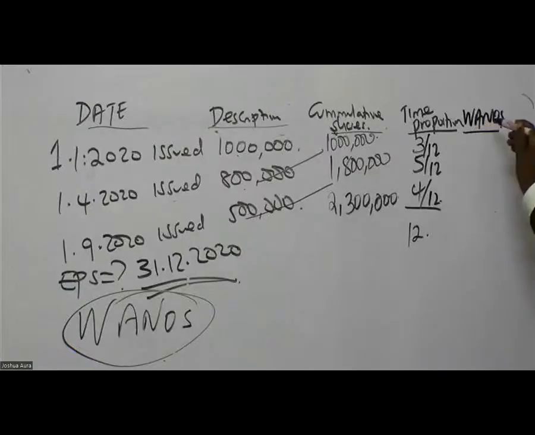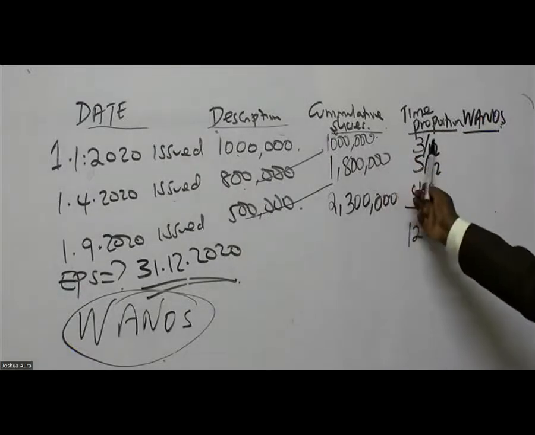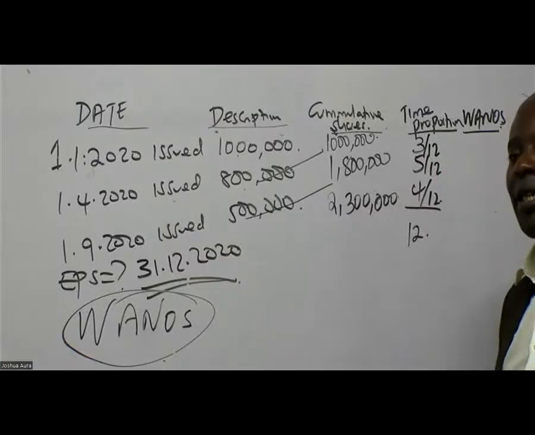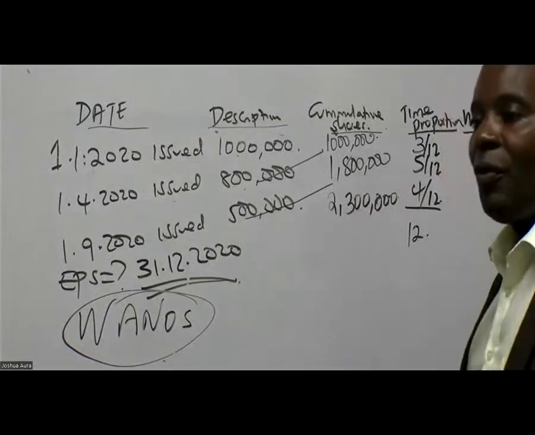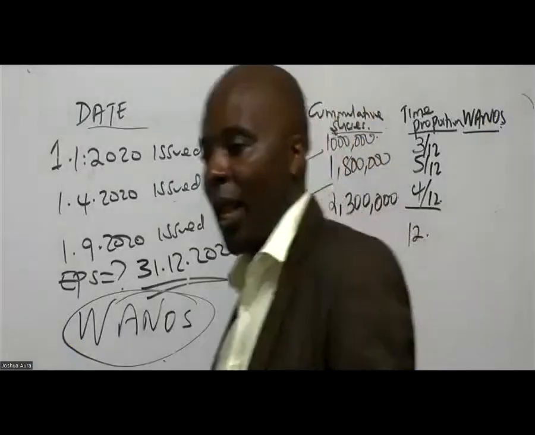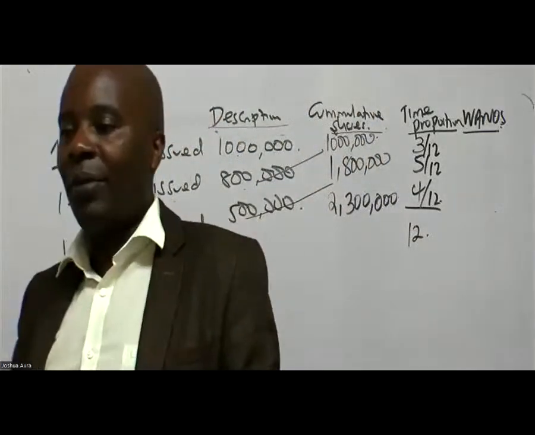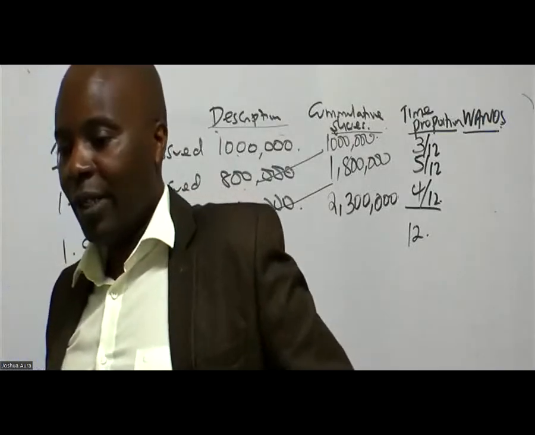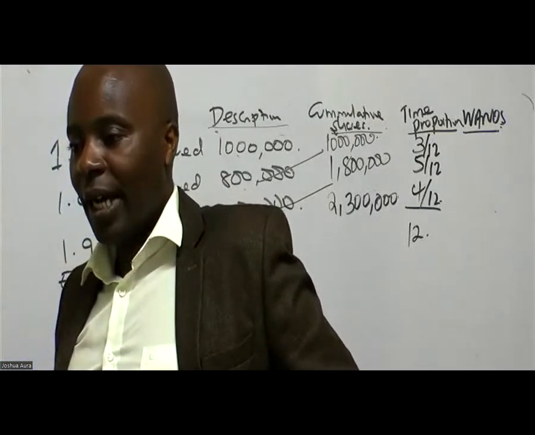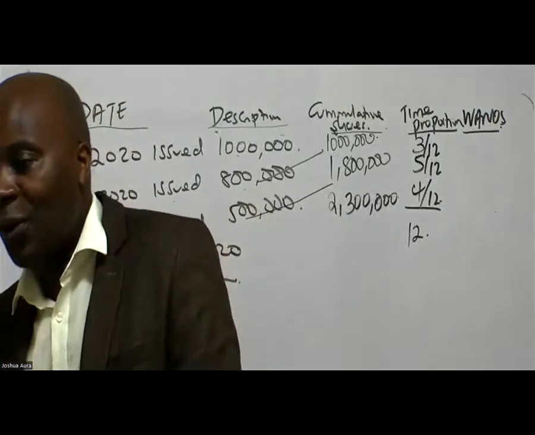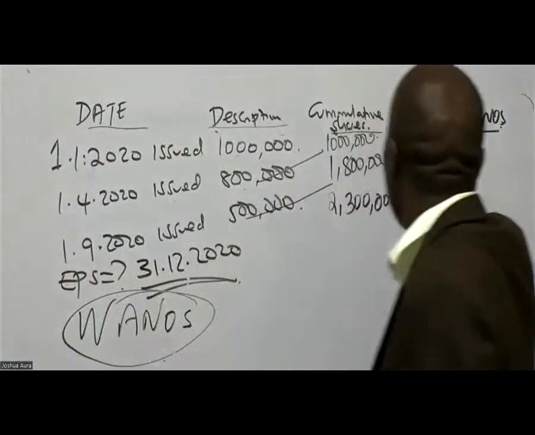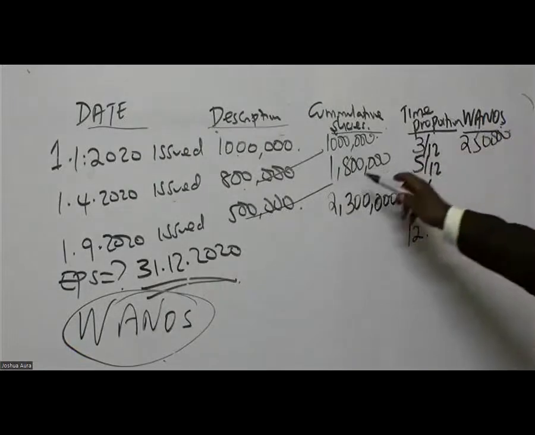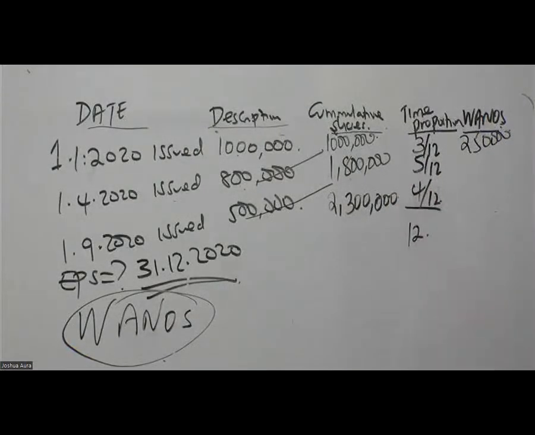now come and create a column for the weighted shares. You simply take the cumulative shares times the time proportions, like 1 million times this. Please give me a figure to write here. 1 million times 3/12. This gives me how much? 250,000, Rosie. 250,000. How about 1.8 million times 5/12?